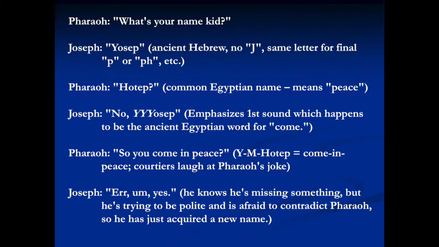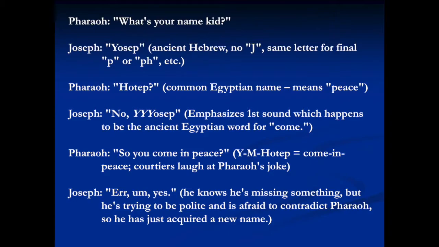Pharaoh says Hotep. Now, why would Pharaoh say that? First of all, he's my age and is a little hard of hearing. Second of all, Hotep is a common Egyptian name, means peace. And Yosef is some strange foreign name that he just couldn't even hear, kind of like Sinwei, my friend's wife from China.